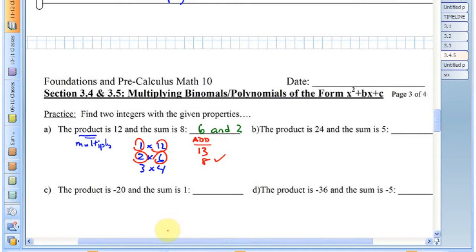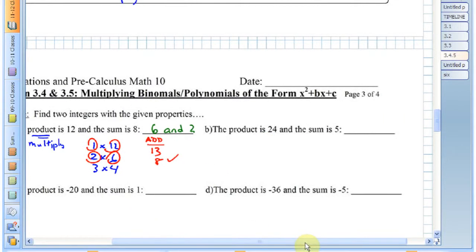Now, next one. The product is 24, and the sum is... Uh-oh, this one doesn't work. Let's make it negative 5, please. Negative cinq. Negative 5. For those of you who speak French, 5 is cinq. Okay, make it negative 5. Go ahead and try to find the combination. Now, if you're not too sure, and you want to do it with me, let's do it together. What times what gives you... Oh, wait a minute, this doesn't work either. Let's make it negative 24.